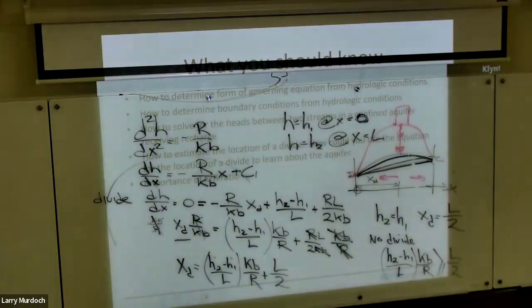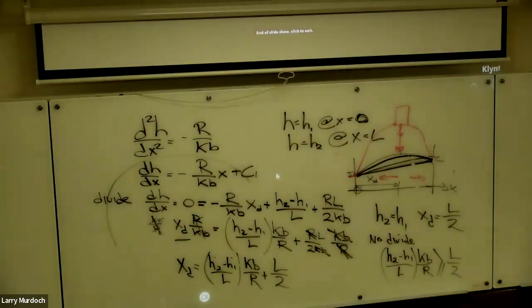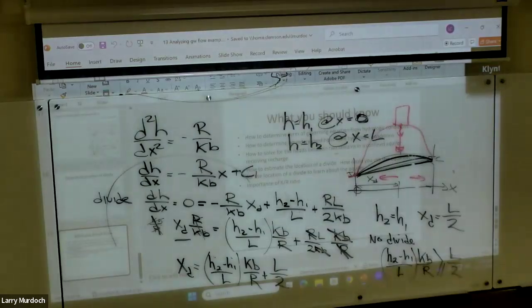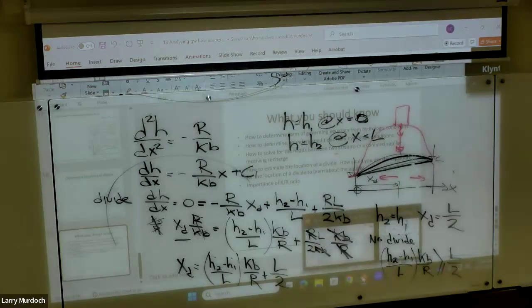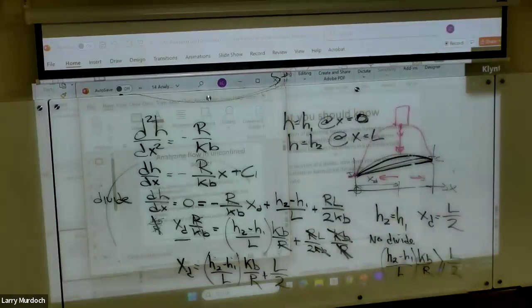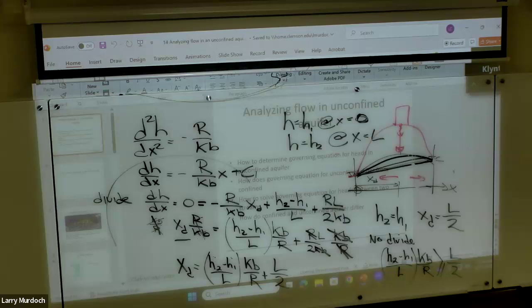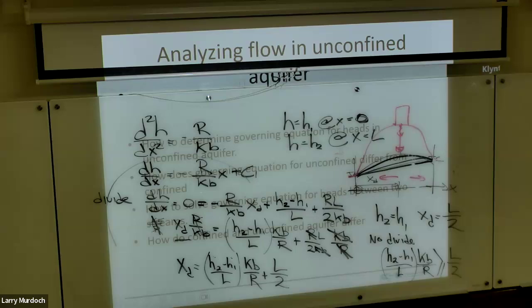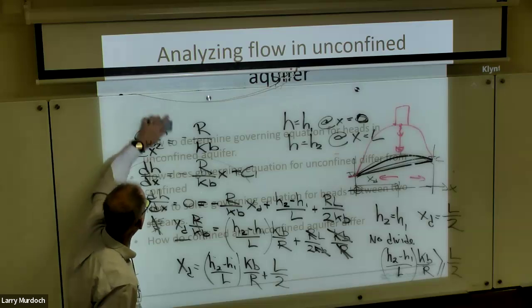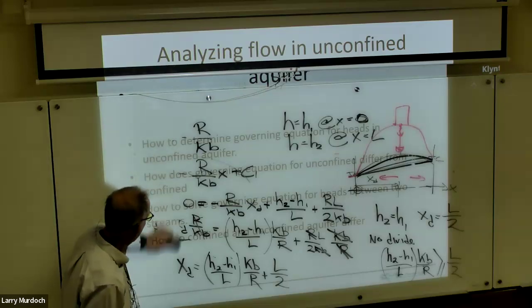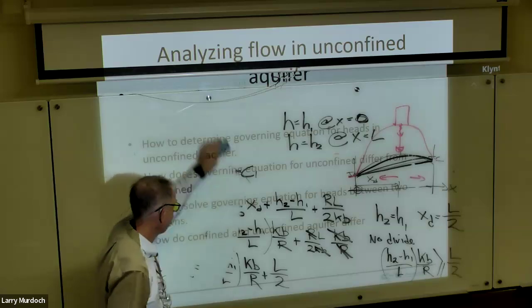Okay, so very good. This K R ratio is an important control, and I think we've learned some things about how to estimate the location of a divide. So what I want to do now is expand our capabilities to evaluate these same kinds of issues, the hydraulic head and the flow, in an unconfined aquifer.